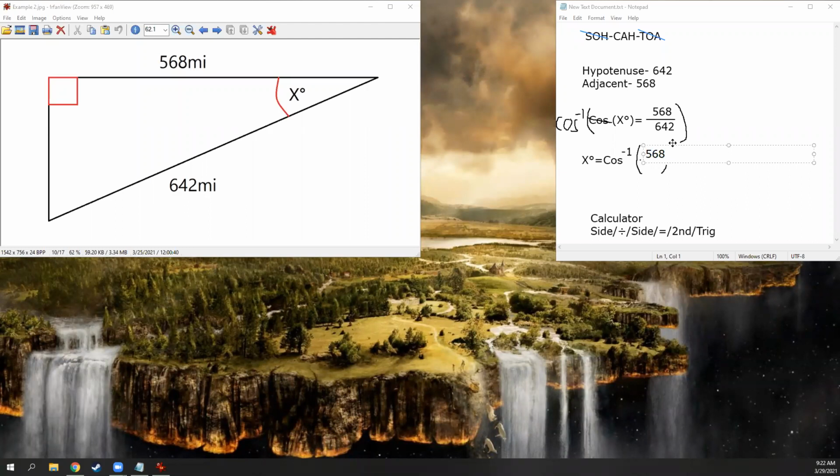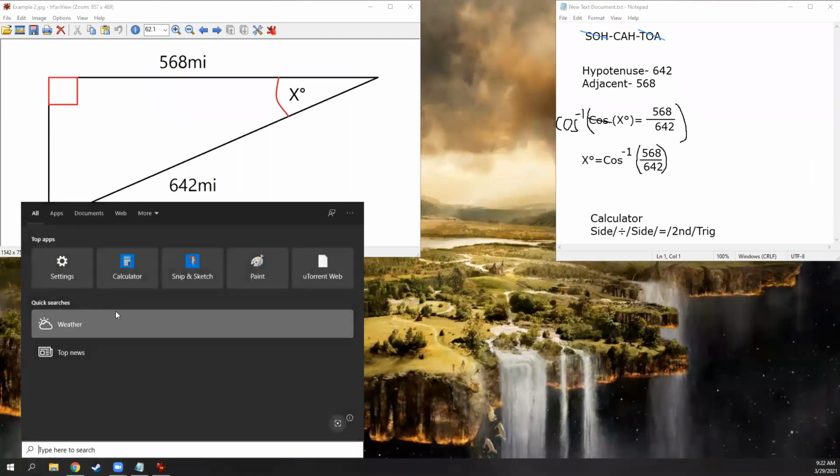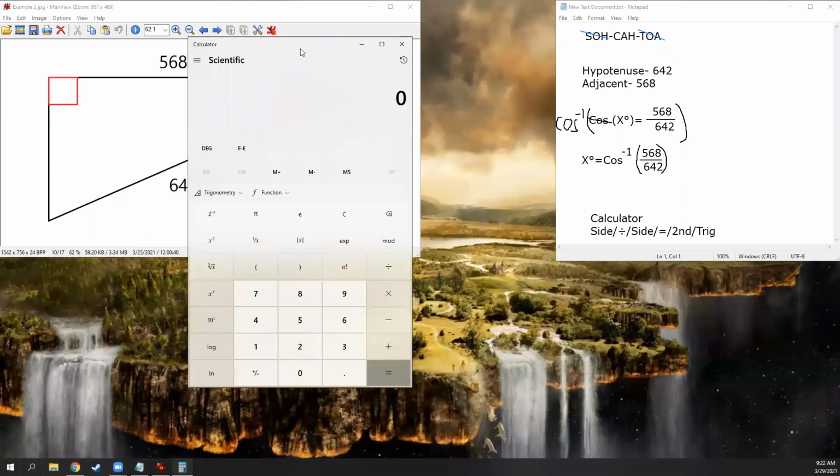568 over 642. All right, so in our calculators, we're just going to punch this in right here. Side divided by side equals second trig function. So come up here, you've got your side divided by your side, and then you hit second and the trig function. So our first side is 568 divided by our second side, 642. We hit equals, go to trig, hit second, and then our trig function, which is cosine.